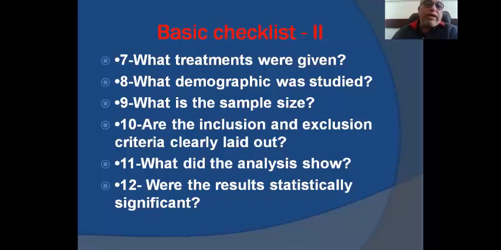Finally, I think you can reach this basic checklist. What treatment was given? What demographics were studied? What is the sample size? Are the inclusion and exclusion criteria clear? What did the analysis show? And finally, were the results statistically significant? As a reader, this will be enough to get through the study, and you can know if this study is convenient or enough to get what you need.